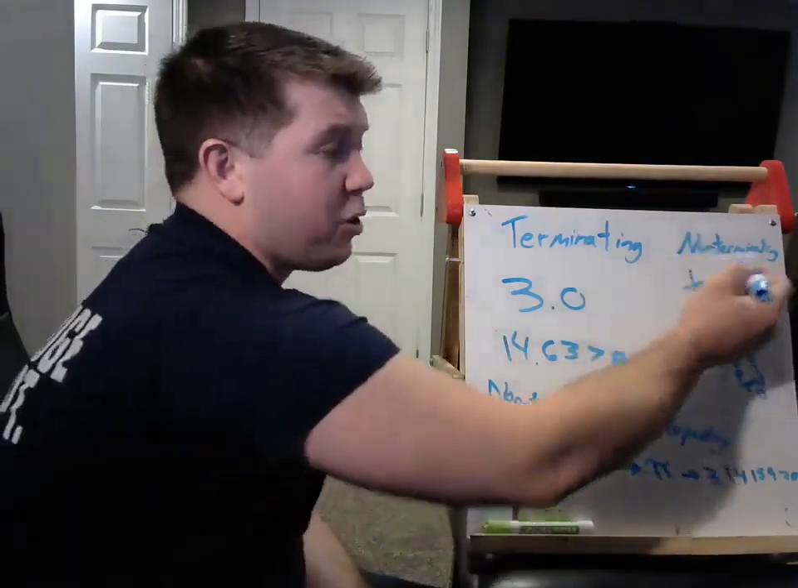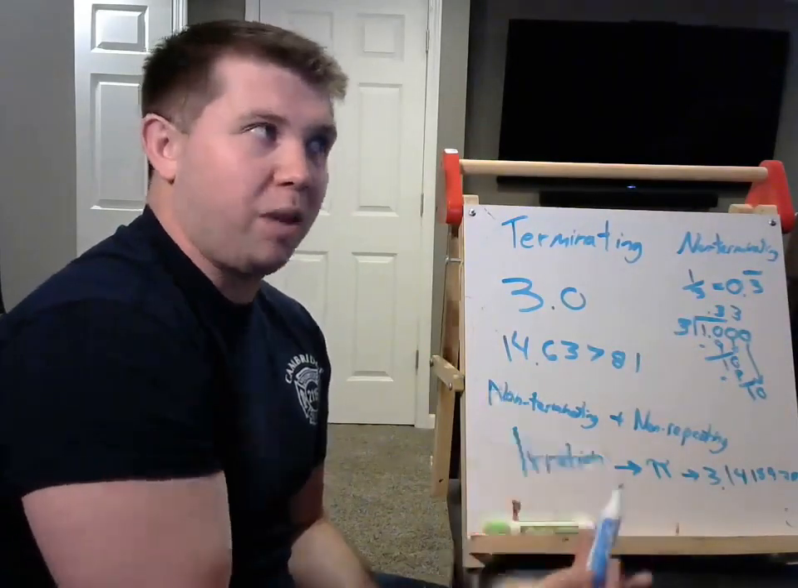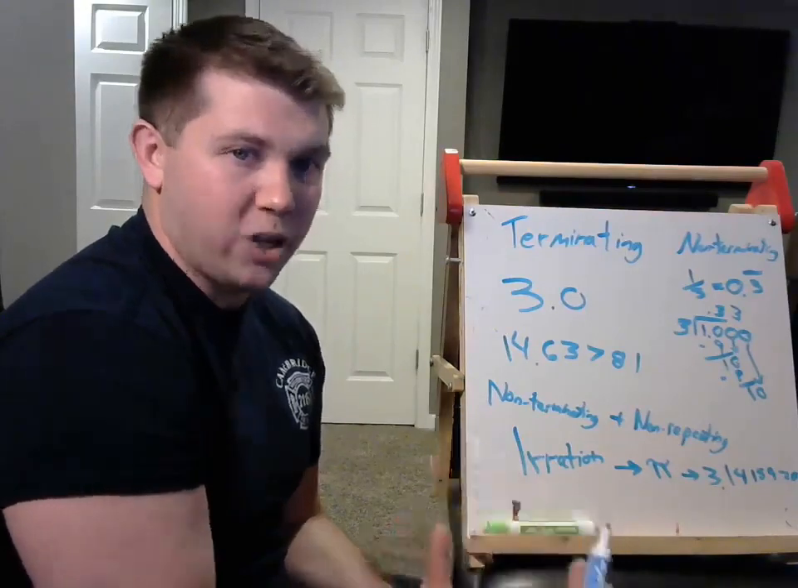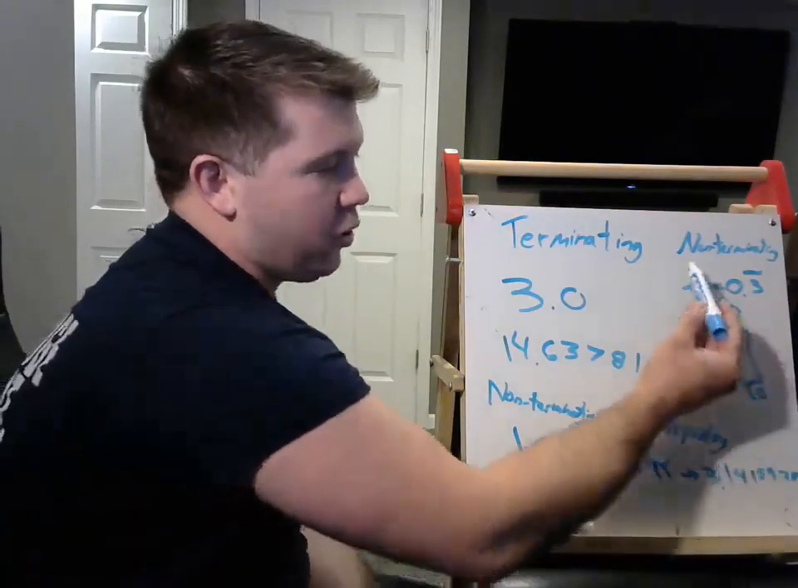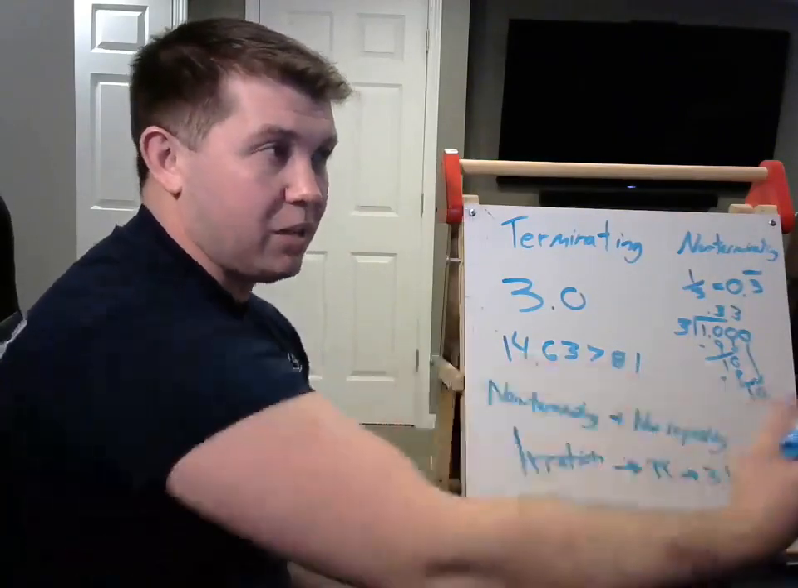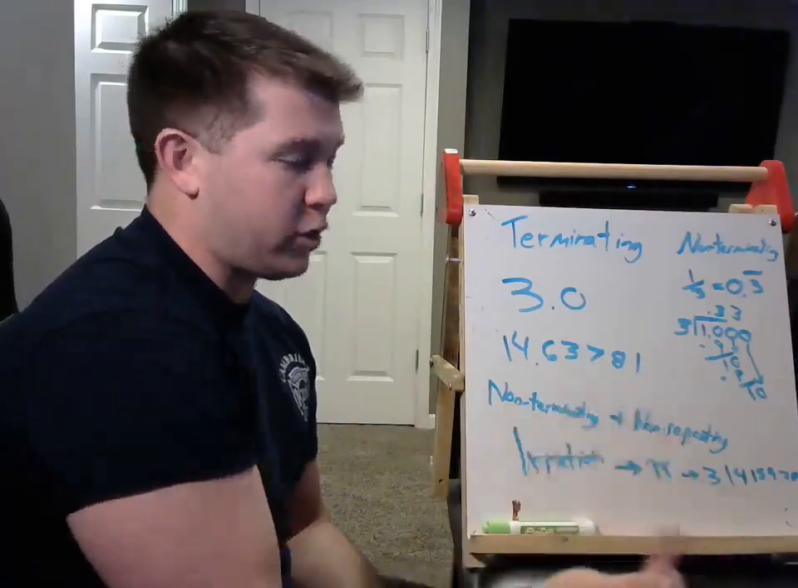So if it's non-terminating but it repeats, well, that means we can explain that. And if we can explain it, then there's a rational explanation. So that's why it's a rational number. In this case, 0.3 repeating is rational because it repeats, and we know why it repeats. So it's non-terminating, but it's still rational.